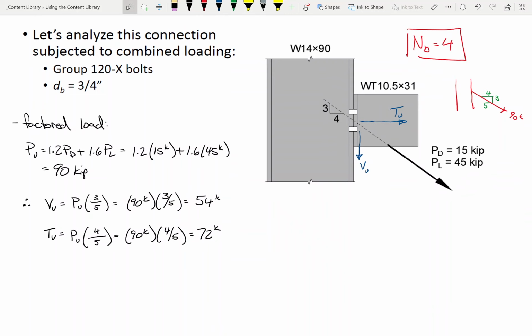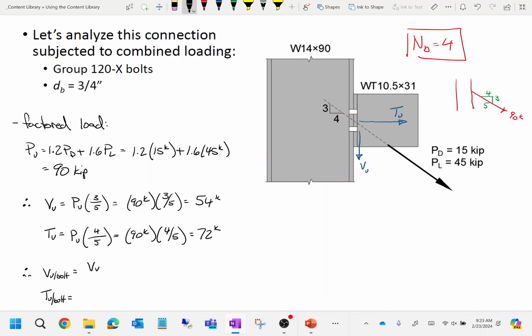Now I'm going to compute a couple of other things off to the side just to make sure that we've got all of our analysis done. The first thing I'm going to do is compute VU per bolt and TU per bolt. So, in other words, the connection has 54 kips in shear. How much on each bolt? And how do I get that? I just divide by the number of bolts.